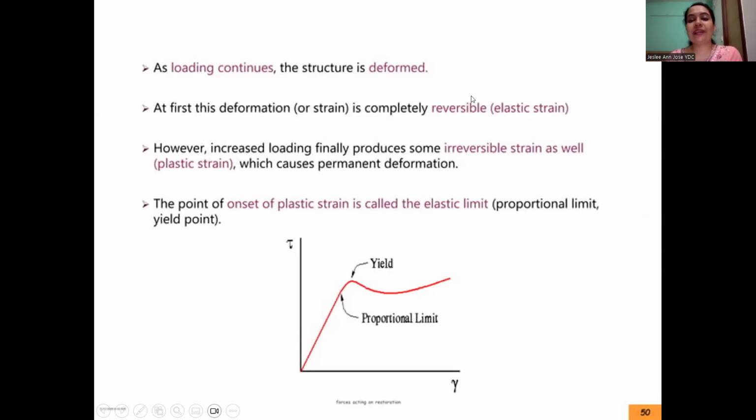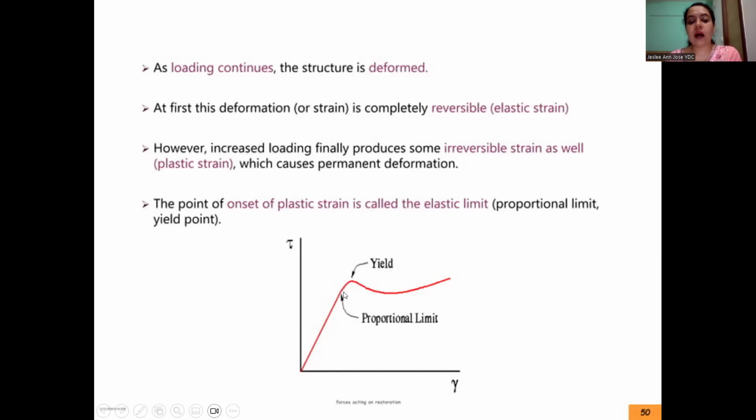Now when the deformation is a reversible deformation, that becomes an elastic strain. However, when it has reached a limit wherein there is further irreversible strain, that is when we call it a plastic strain. So this causes a permanent deformation. Now, the point of onset of the plastic strain, okay, is called the elastic limit or the proportional limit. So here, till here, the stress strain graph was progressing in a uniform manner, okay.